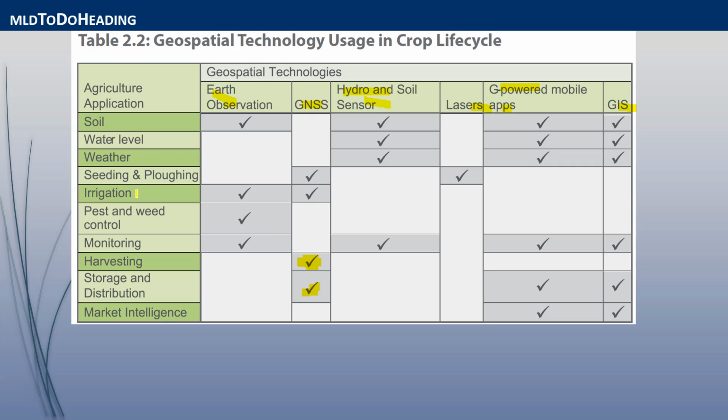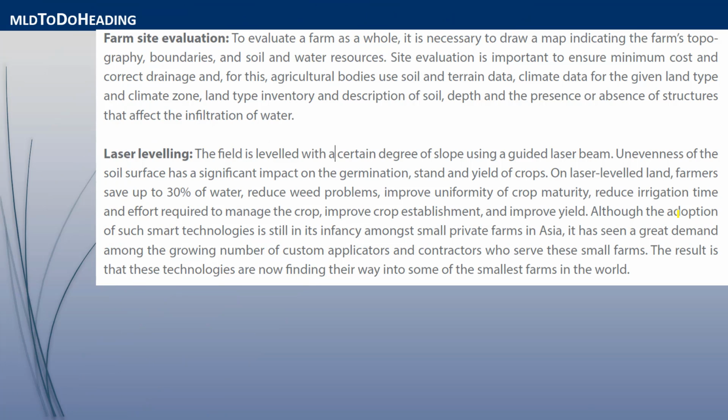And if we want to do some kind of pest and weed control, we can use earth observation technology, and there is no other technology. Similarly, for water level adjustment, we can use hydro and soil sensors, GIS-powered mobile apps, and GIS. And these are the technologies we are discussing: what is laser leveling? With the help of laser leveling, we can reduce weed problems. We can effectively use our water resources, and we can help to improve uniformity of crop maturity.